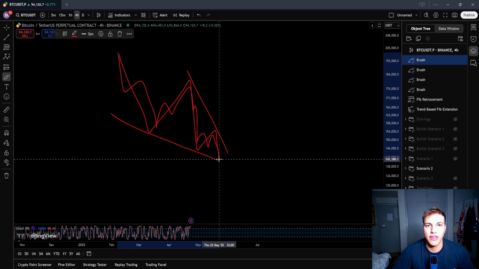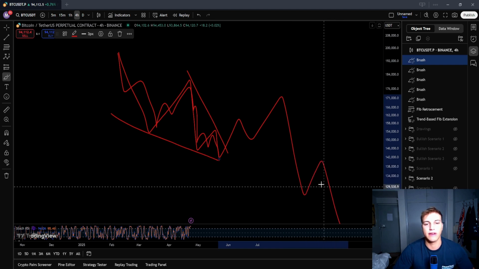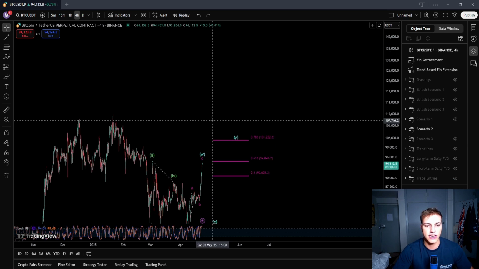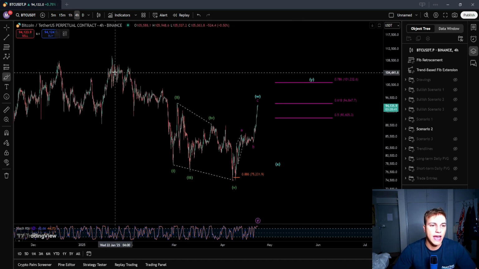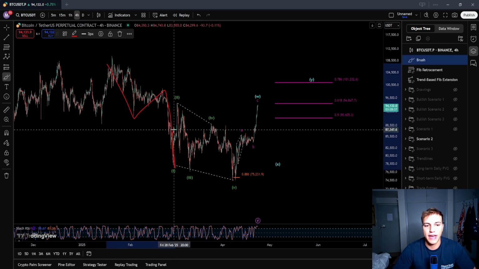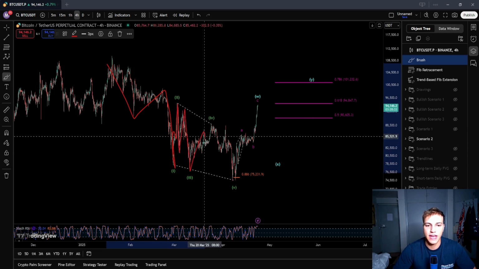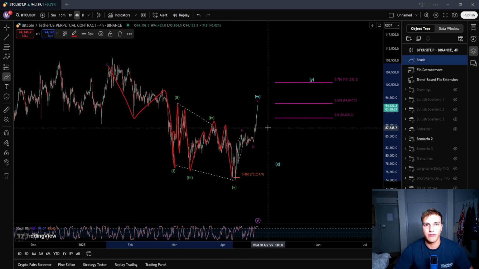And then followed by that, we have an ABC to the upside and then another 5-wave structure down. So that is what we're currently looking at. You can see here we have a leading diagonal where we have a big wave 1, A, B, C, followed by an A, B, C, and 2, then an A, B, C, and 3, A, B, C, and 4, and A, B, C in wave 5.